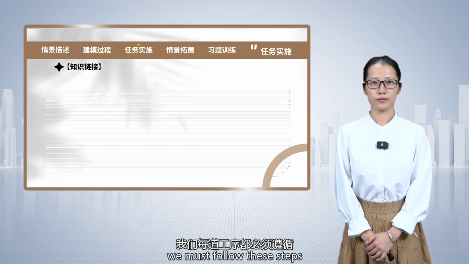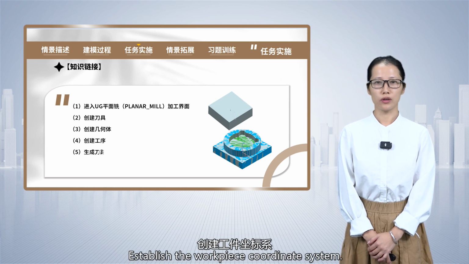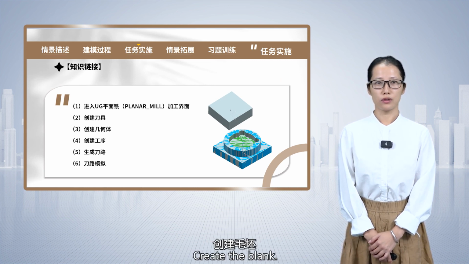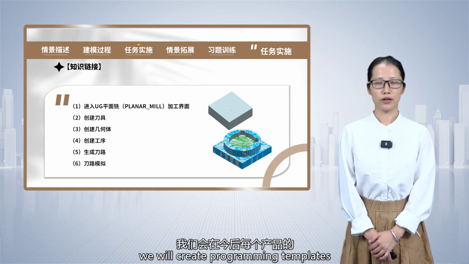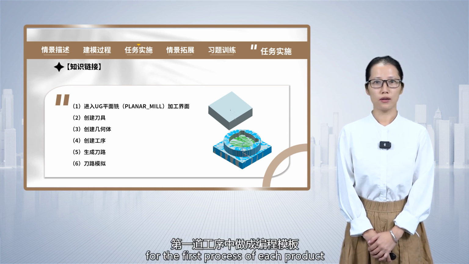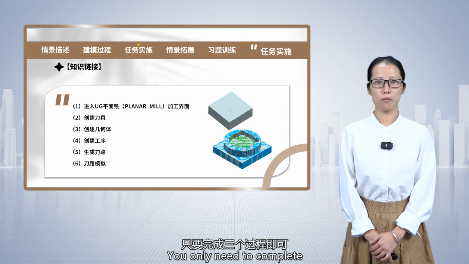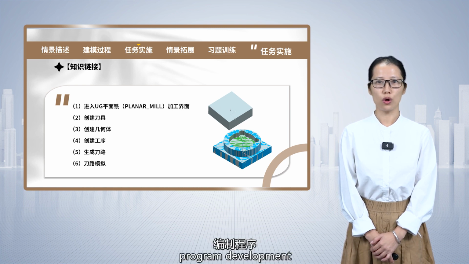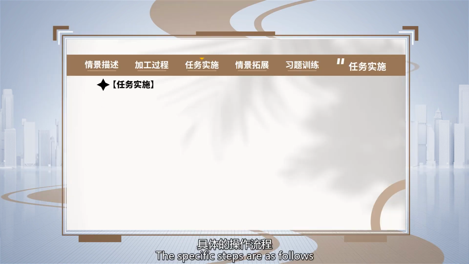For each process, we must follow these steps. Create tools. Establish the workpiece coordinate system. Create the blank. Develop the program. Simulate the machining. Optimize the program. To facilitate learning, we will create programming templates for the first process of each product in the future. You only need to complete the 3 processes: program development, machining simulation, and program optimization. The specific steps are as follows.